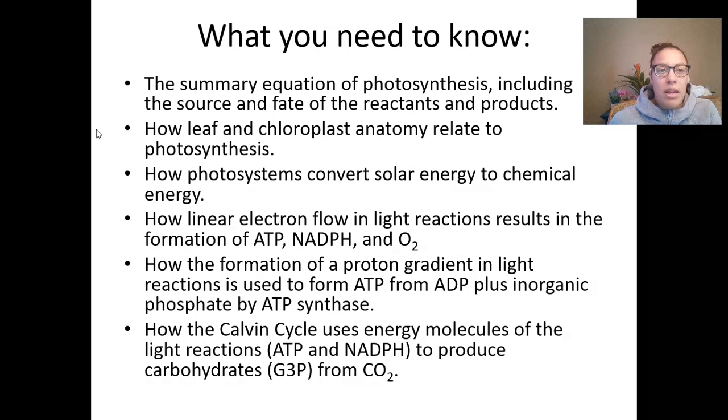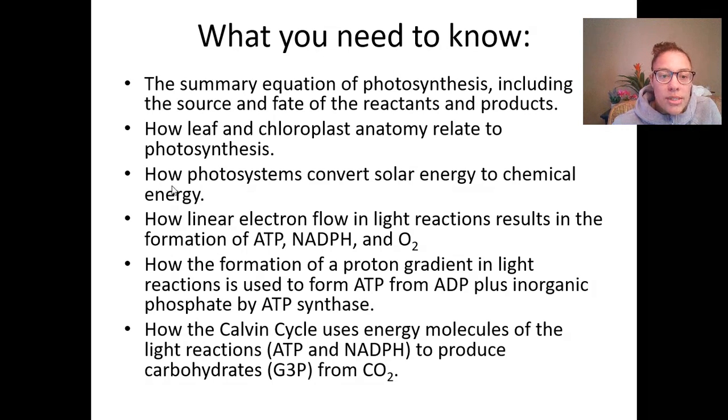The leaf anatomy and chloroplast anatomy, which was focused on in our POGL. The photosystems, the linear electron flow, and the ATP synthase, those three I'm going to highlight in this video right now. And this Calvin cycle portion, which is the second half of the photosynthesis process, I'm going to save that for a video clip for next class.